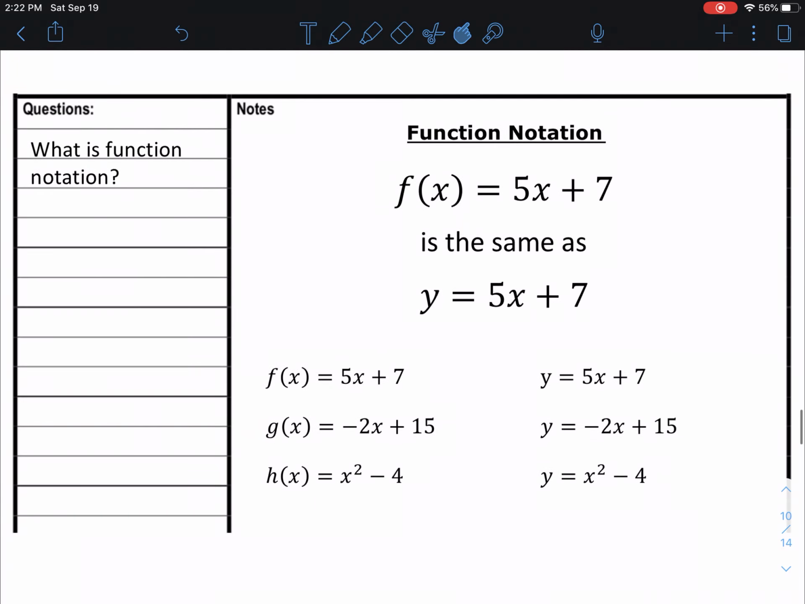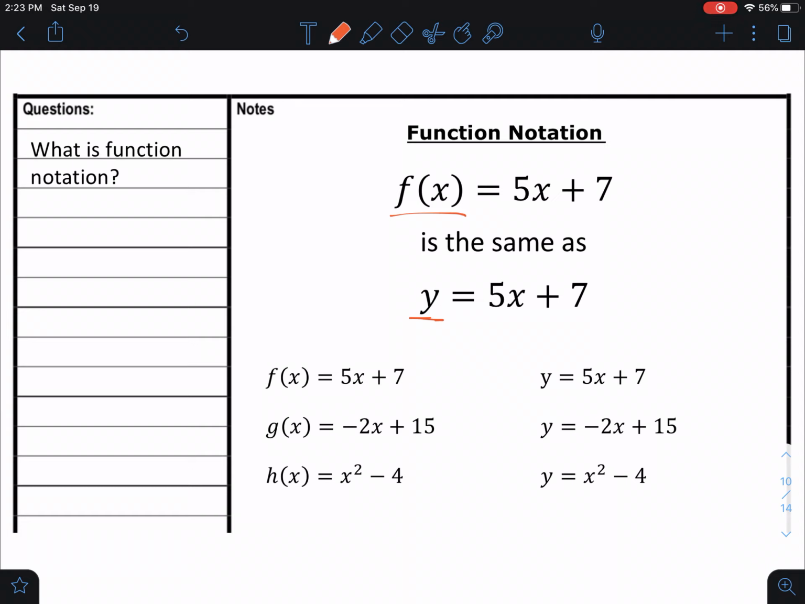And then function notation, just remember function notation is f of x is equal to 5x plus 7. That really means the same thing as f of x is the same as y. It's just called function notation. This just means really this, okay? It's just another way to say that.